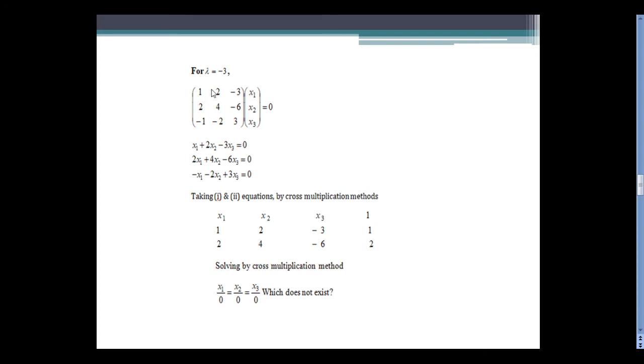What is the difference? The first equation is 1, 2, minus 3. The second equation is 2, 4, minus 6. But in the second equation, if you take 2 outside, you will get 1, 2, minus 3. Obviously, the first and second equations are the same. And the 1st and 3rd are also the same. So we cannot apply the cross multiplication method since we are getting a 0 eigenvector. So before applying the cross multiplication method, please check the matrix, then apply the method.